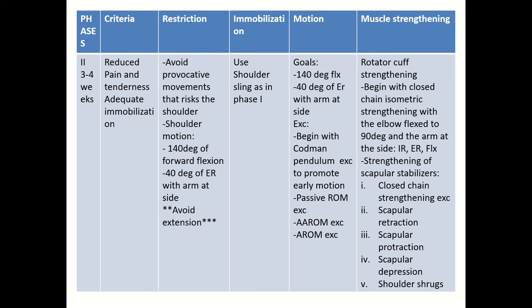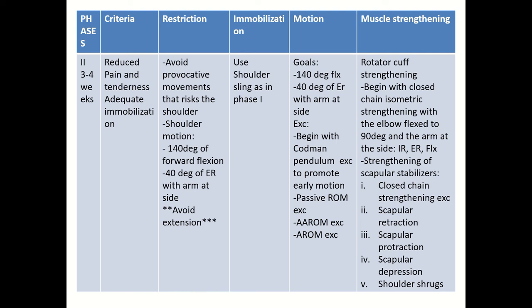Coming down to phase 2, that is 3 to 4 weeks. The first one was 0 to 2 weeks; this is for 3 to 4 weeks. Criteria: reduced pain and tenderness, adequate immobilization. Restriction: avoid provocative movements that stress the shoulder joint, the same as in phase 1.